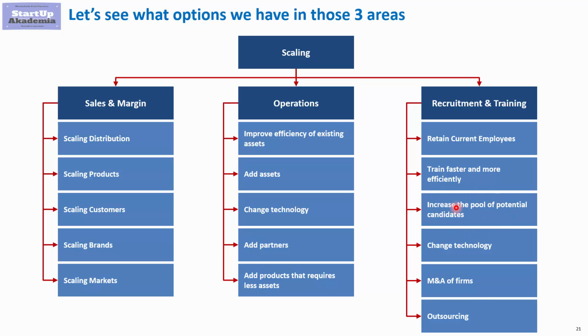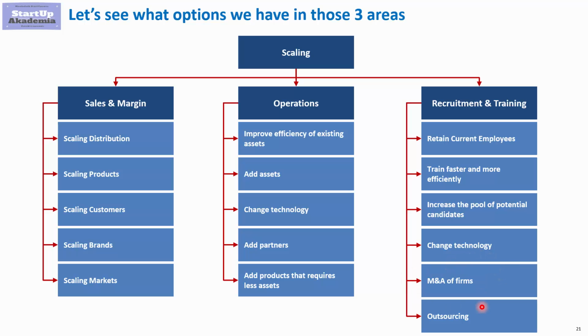Therefore, you have to increase the pool of candidates, for example, by creating new factories or new offices in other cities in other countries. Change in technology obviously also helps. So if you replace people with machines or software, then obviously you can scale recruitment and training with less people. And there are 2 last options which quite often are used by companies.